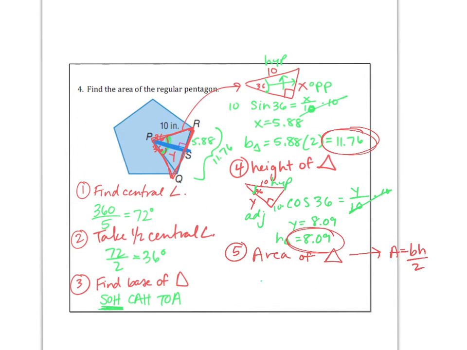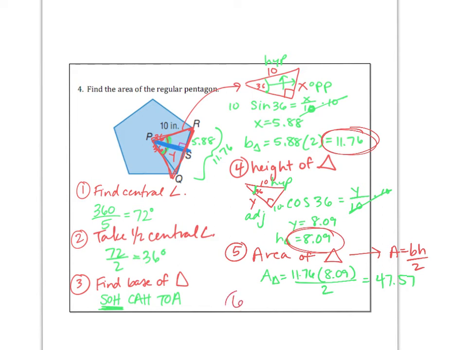So we're going to go, area for the triangle is 11.76 times 8.09 divided by 2. We're going to type that in our calculator, and we're going to get 47.57. And technically that's inches squared.